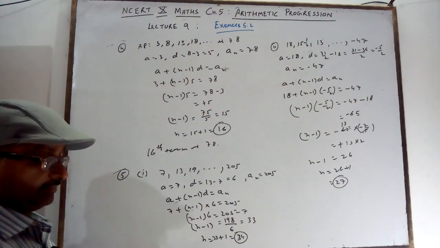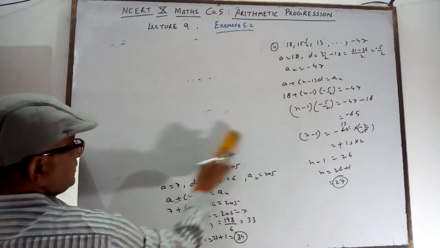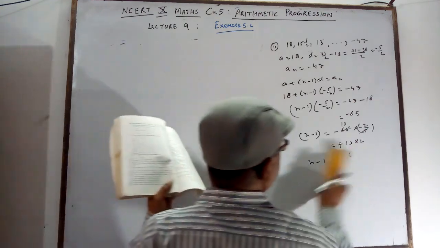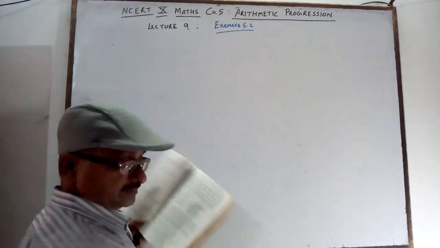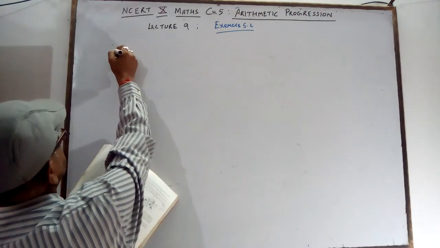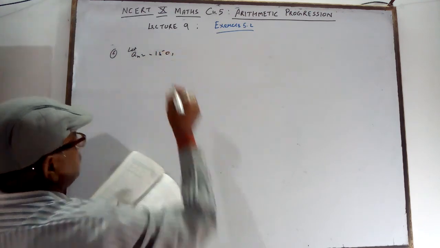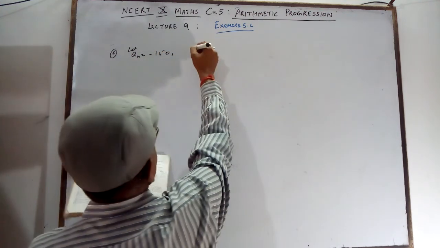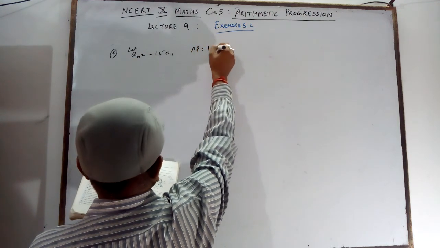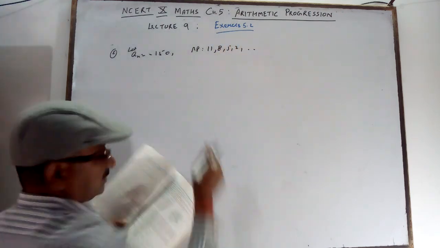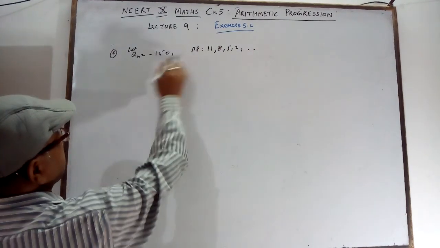Question number 5 is over. Now question number 6 of this exercise you will see. Check whether minus 150 is a term of the AP. Let AN is equal to minus 150. The AP is given: 11, 8, 5, 2, and so on. You want to check whether it is a term of this AP or not.